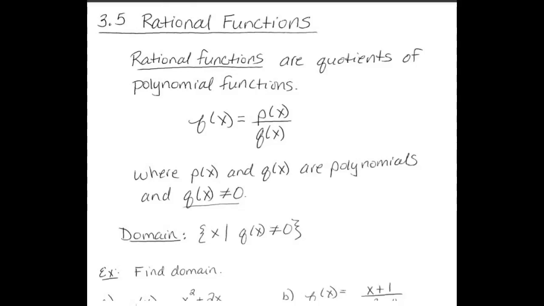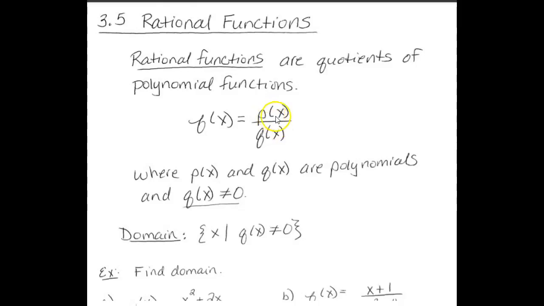This video is going to cover section 3.5 on rational functions. The definition of a rational function is a function that is a quotient of polynomial functions. So we have spent the last several sections talking about polynomials. So now we're going to look at what happens when we take two polynomials and create a fraction.